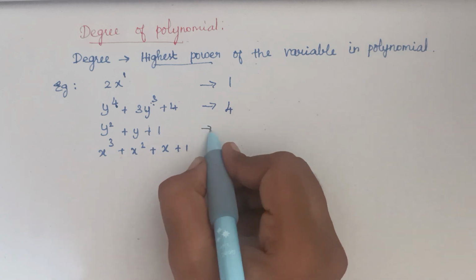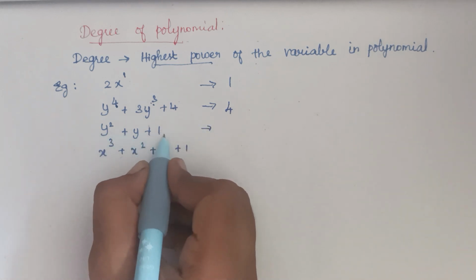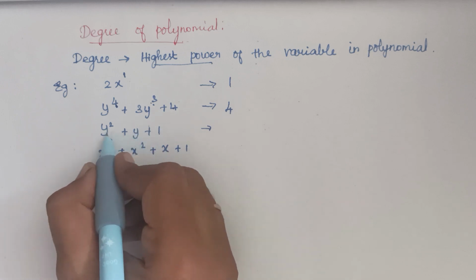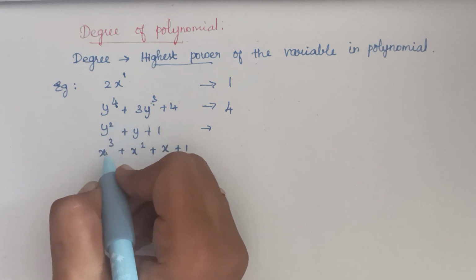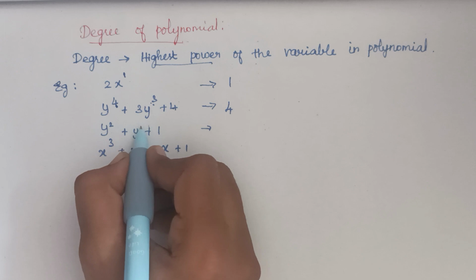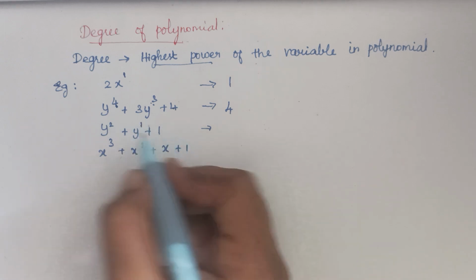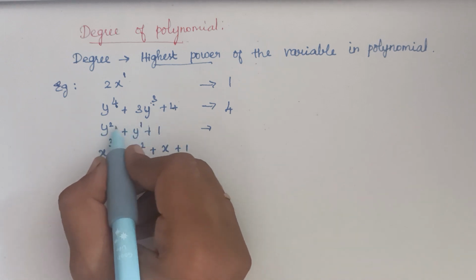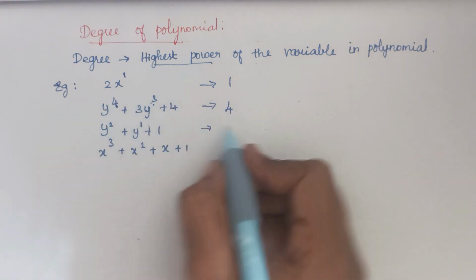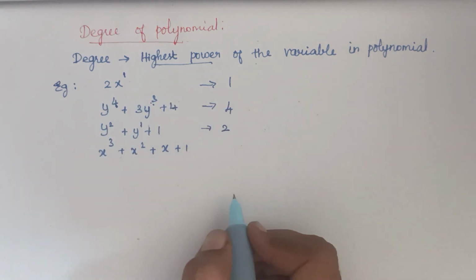Next one, y square plus y plus 1. Here 1 is a constant term, and y is the variable. The square is called the power. Which is the highest power? Here 2 is there, and if nothing is written, we take it as 1. So of 2 and 1, the highest power is 2, so the degree of the polynomial is 2.